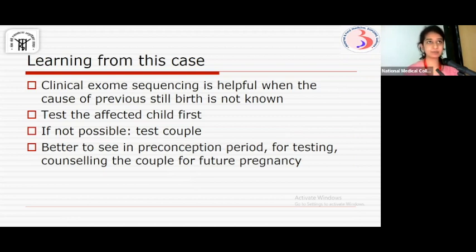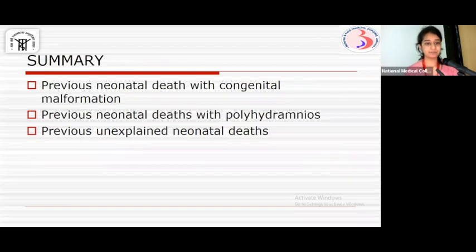If it is not possible, then we go ahead with testing of the couple. It is better to see these patients in the preconceptional period for testing because it helps in earlier diagnosis in the next pregnancy and helps in counseling too. So these three cases were one with previous neonatal death with congenital malformation, one with previous neonatal death with polyhydramnios, recurrent polyhydramnios, and previous unexplained neonatal death. I invite now ma'am to throw some light on bad obstetric history and how to go about them.